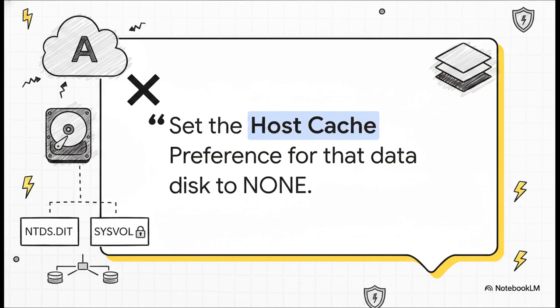Active Directory employs its own highly specific caching and transaction logging mechanisms. If you allow host-level caching and that virtual machine loses power or crashes unexpectedly, you risk severe data corruption. Setting the cache preference to none ensures that all write operations are committed directly and safely to durable storage.